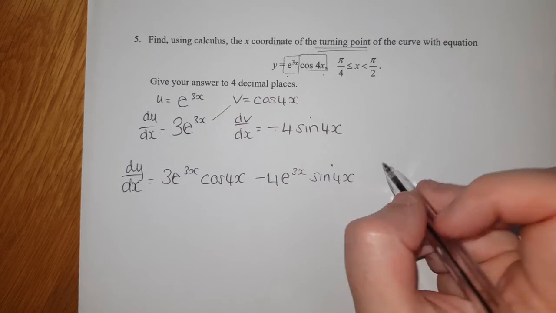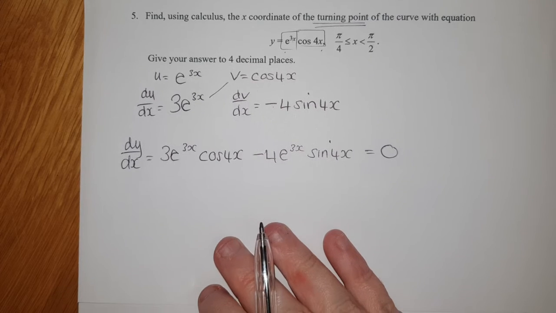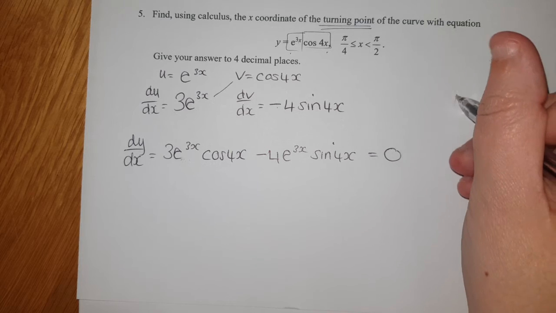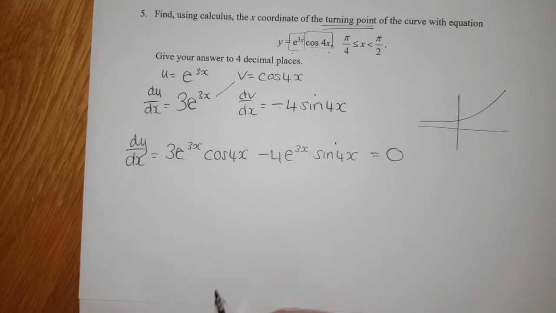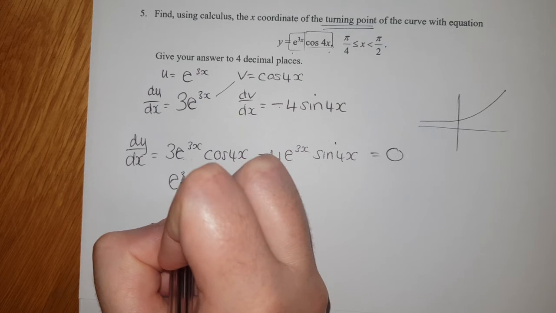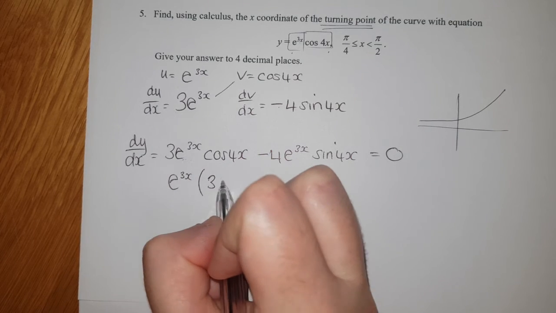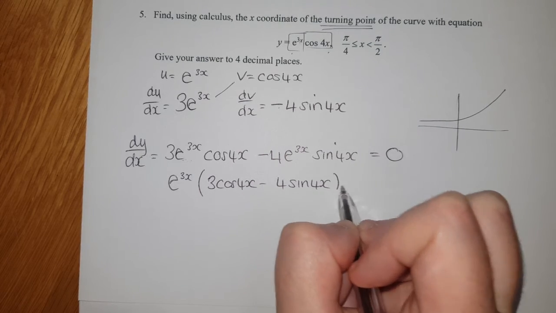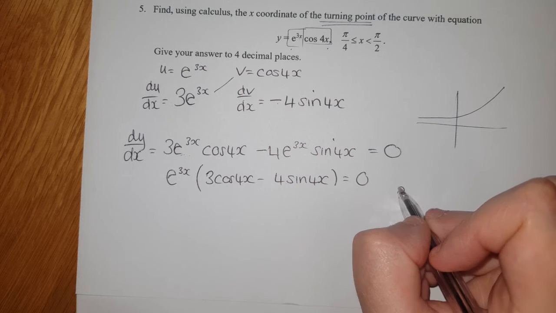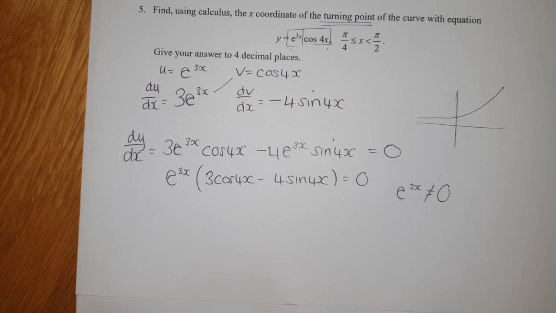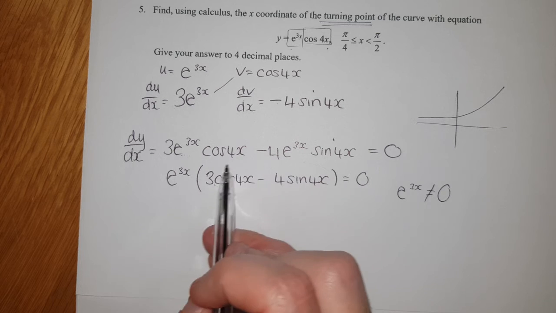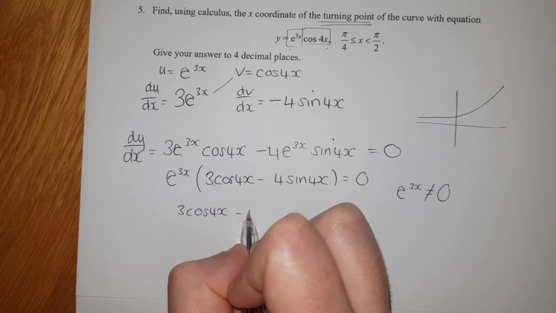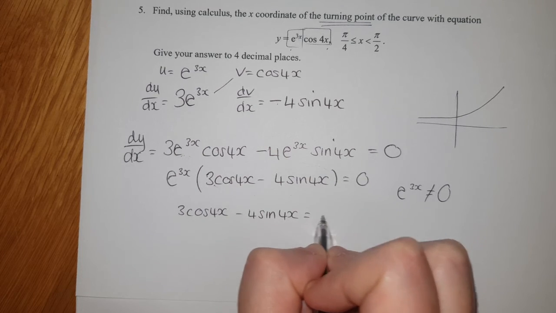And because we're looking for a turning point, we want this to equal 0. Now remember what we did in the test. We said that because e to the anything never equals 0, if you think about your e to the x graph, if I can factorise e to the x out, it's basically just going to disappear. So I get 3 cos 4x minus 4 sine 4x equals 0. That means if I state e to the 3x does not equal 0, then I'm just solving where this bracket equals 0. So I basically want to solve 3 cos 4x minus 4 sine 4x equals 0.